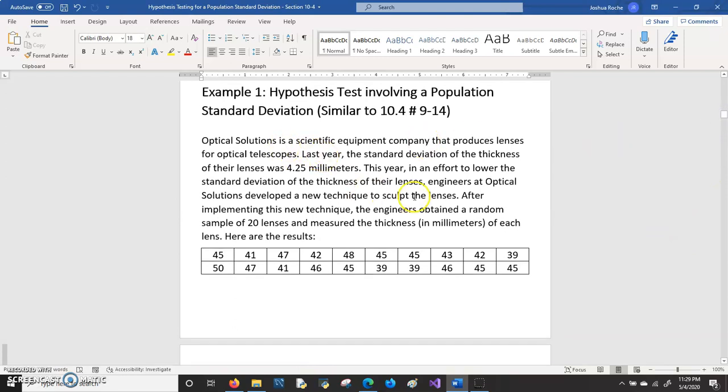So I want to note a few things in this problem. They are talking about how last year the standard deviation was 4.25 millimeters, and then this year they're trying to lower the standard deviation, and so they have this new sculpting technique, and to see if that new sculpting technique is working, they obtained a sample of 20 lenses. There's the N, and then these were the results of that sample.